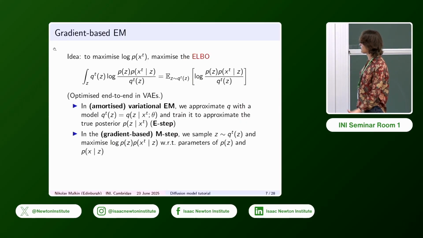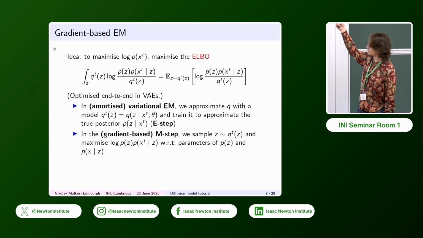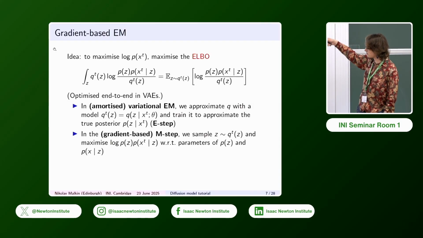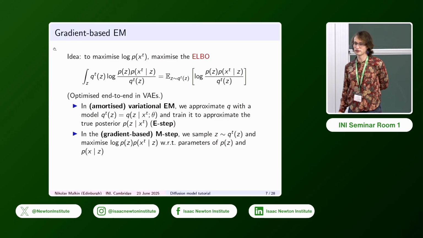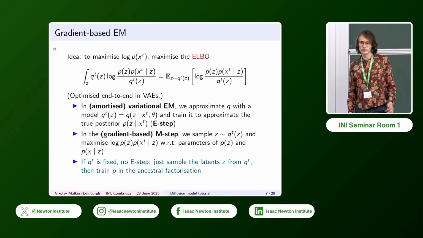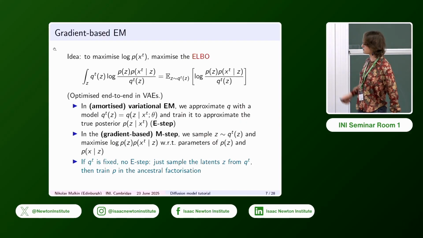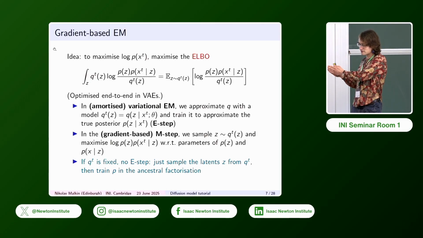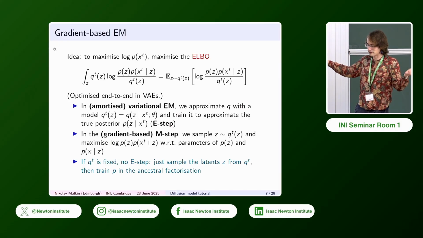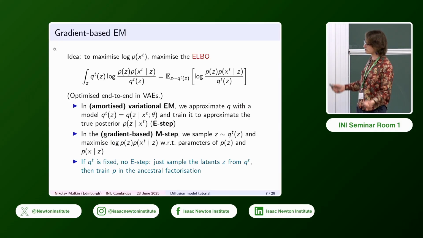And in the maximization step, we need to optimize with respect to P. And to do that, all we have to do is sample the latent from a posterior and take gradient steps on the log likelihood under the model P. If the posterior model happens to be fixed, which seems a little strange, but we'll see meaningful examples soon, then it's very simple. We just have to take our X, sample Z from the fixed Q, the posterior, and make gradient steps on the log likelihood under the model.